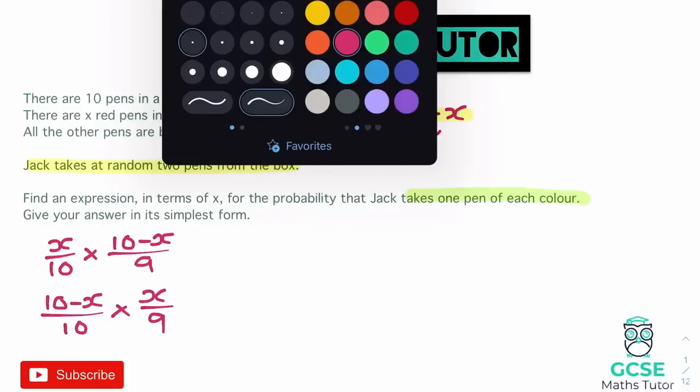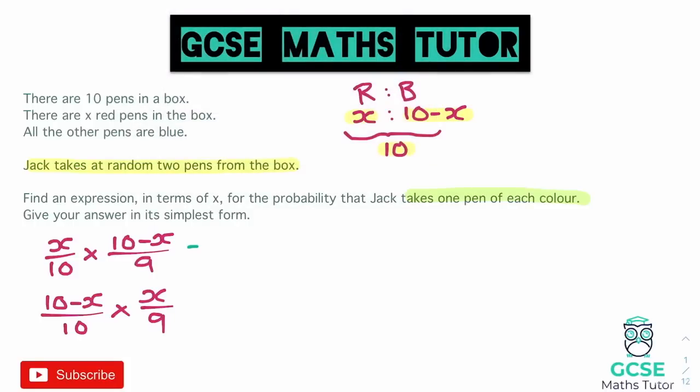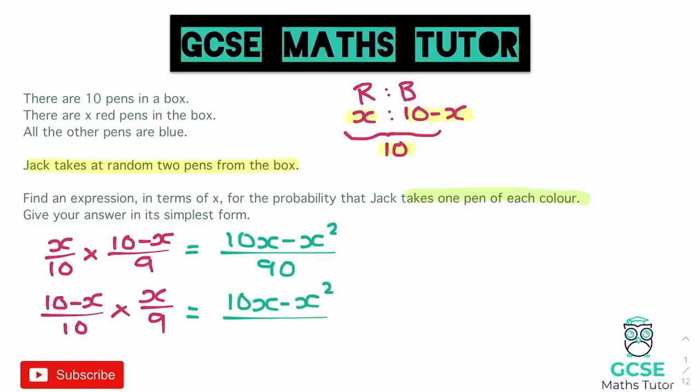So just looking at these two fractions then. Now the numerator there, we've got x multiplied by the 10 minus x. That's going to be 10x minus x squared on the top, and that is 10 times 9, which is 90 on the bottom. For the second one, we've got 10x again minus x squared, and that is again over 90. Okay, so we end up with the two of the same fractions here.